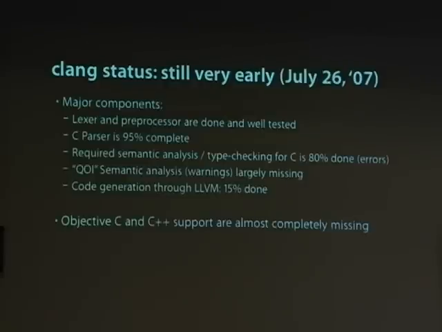Also, code generation is very early on. You can do a lot of arithmetic. You can do scalars, vectors, arrays, loops. You can't do crazy things like structs. I mean, who uses those?